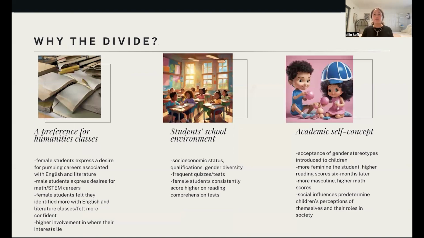So let's first talk about why there even is this divide. One reason could be a preference for humanities classes. According to a study done on Finnish ninth graders, where they talked about their futures, it was found that female students have positively linked mindsets to an English course, while male students showed negatively linked mindsets to an English course, and a negatively linked mindset to math courses as opposed to a negatively linked mindset to English courses. In this study, female students were expressing more of a desire to pursue careers associated with English and literature, while male students expressed desires for pursuing math and STEM careers.